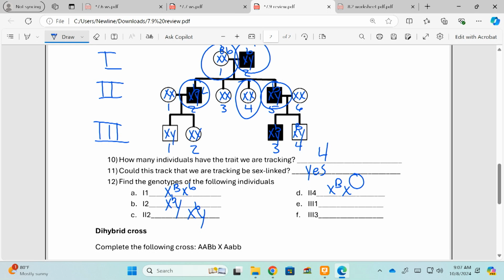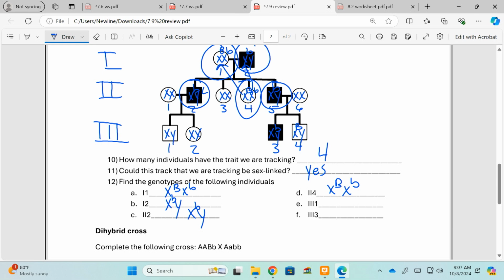She got the X capital B from mom, and that means she must have gotten the X lowercase b from dad, because that's the only X that the dad has to give. So that means that this is her genotype. Okay. All right, let's keep it going.